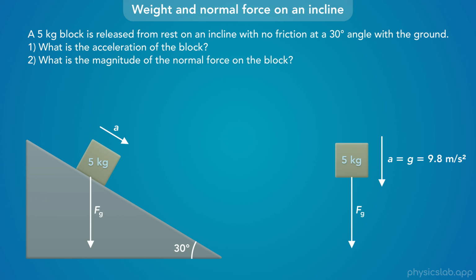Let's draw the weight force, or the gravitational force, on each block. They're the same block with the same mass, so the weight force is the same, and it always points vertically downwards. But notice that the block on the incline is moving down and to the right. Its acceleration is not in the same direction as the weight force. So not all of the weight force is contributing to its acceleration.